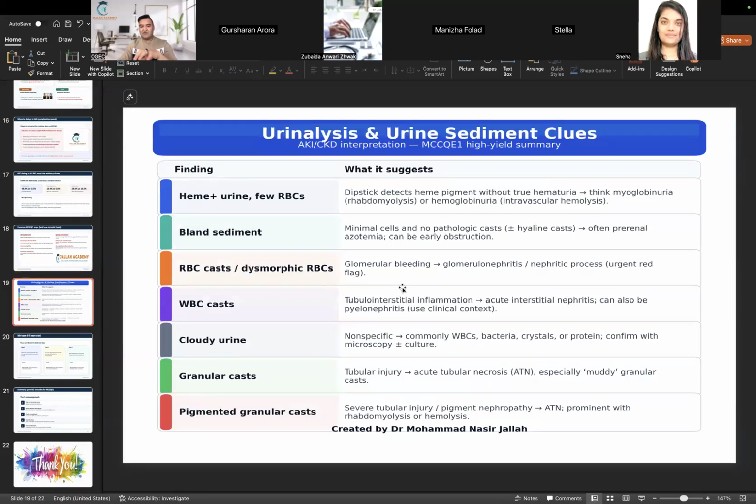So I made it very simple. I just made this slide last night. It took me a lot of time, but I made it because if you have this slide and you know the urine sediment, it is super easy to differentiate. Very easy. If you have heme-positive urine with few RBC, then what is it? It is rhabdomyolysis. If you have bland sediment, usually bland sediments are pre-renal and post-renal.